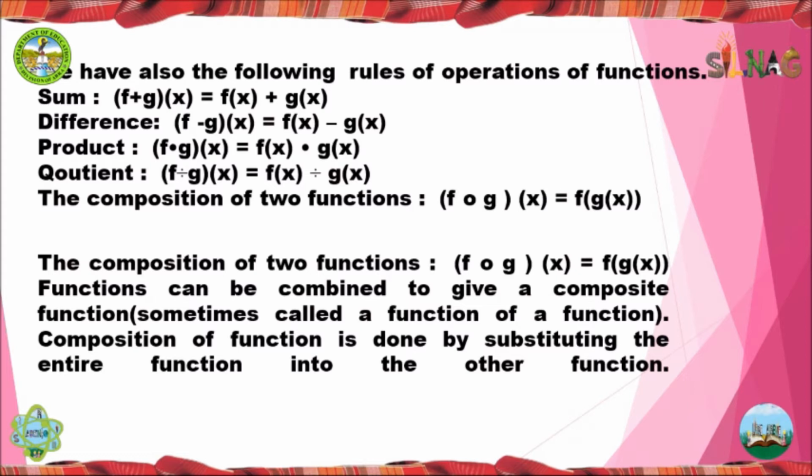For division of functions, we have f divided by g of x is equal to f of x divided by g of x. Then the last one, the composition of two functions. In symbol, we have f circle g of x is equal to f of g of x. The composition of functions, we have f circle g of x is equal to f of g of x.